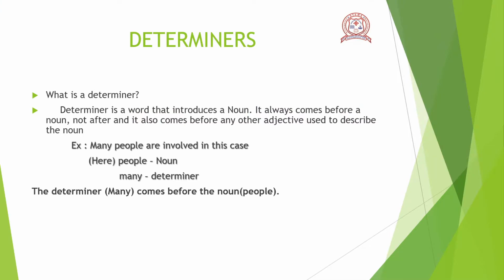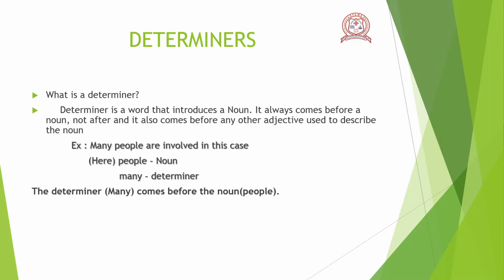What is a determiner? A determiner is a word that introduces a noun. It always comes before a noun, not after, and it also comes before any other adjective used to describe the noun. Let me repeat it. A determiner is a word that introduces a noun, and it always comes before a noun and not after it. And it can also come before any other adjective used to describe the noun.